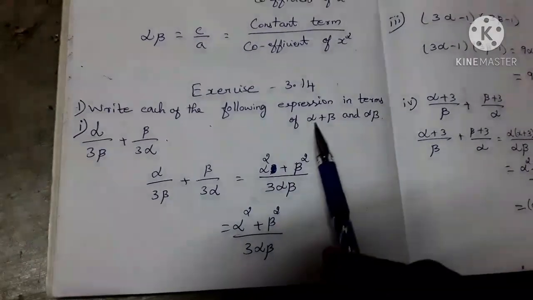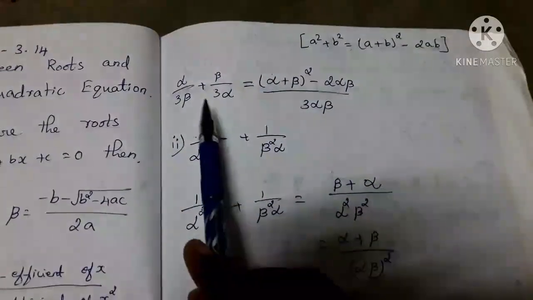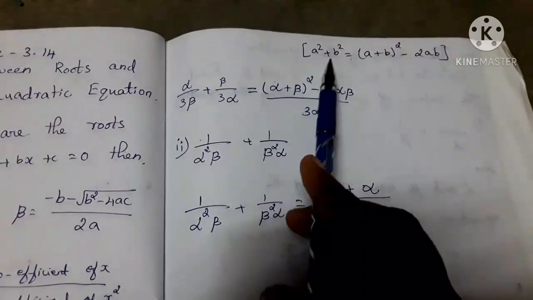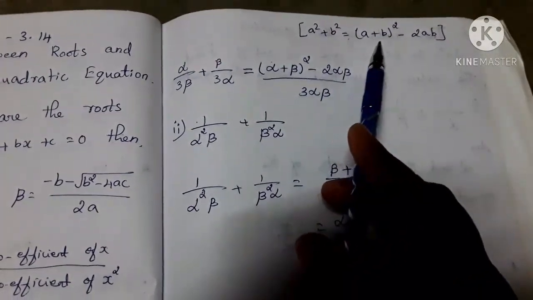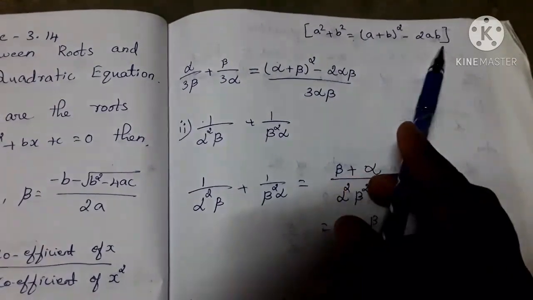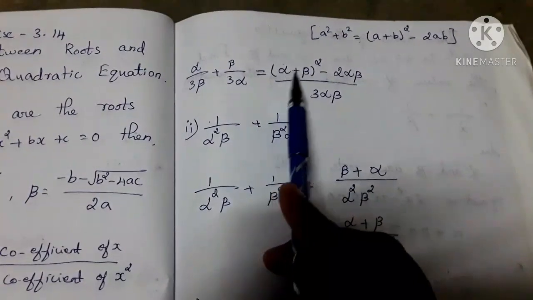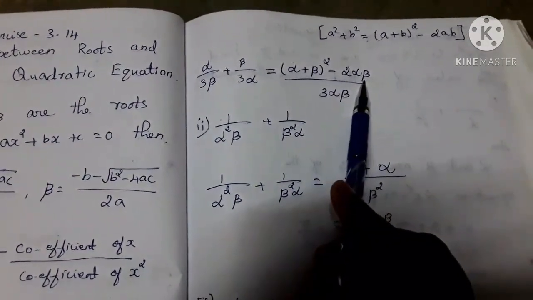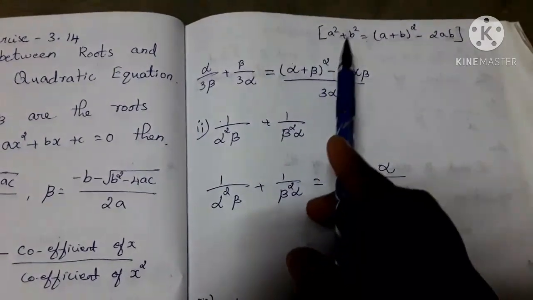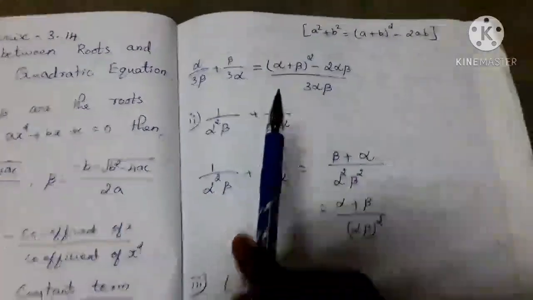But we want it in terms of alpha plus beta and alpha beta. So what do we have to do? Alpha square plus beta square, we have to write using this identity. See, a square plus b square we can write as a plus b the whole square minus 2ab. Like that, alpha square plus beta square is equal to alpha plus beta the whole square minus 2 alpha beta. So we write alpha square plus beta square in this format and find the answer.